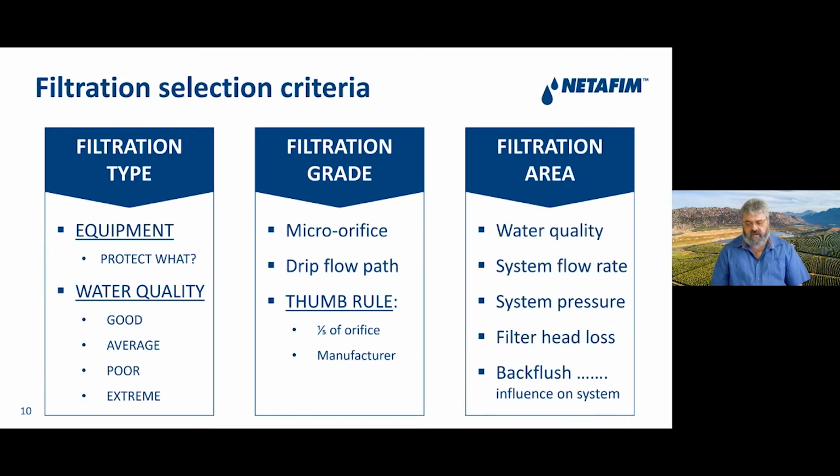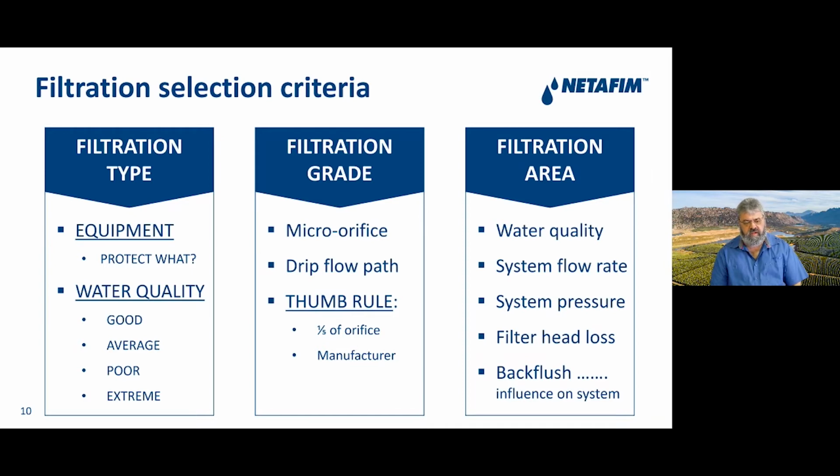Then the filtration area, water quality plays a big part in this selection. The system flow rate and system pressure is also important to understand. And then filter head loss, what head loss we can allow over a filter. There are norms set by SABI, our irrigation body in South Africa. And then backflush influence on the system.